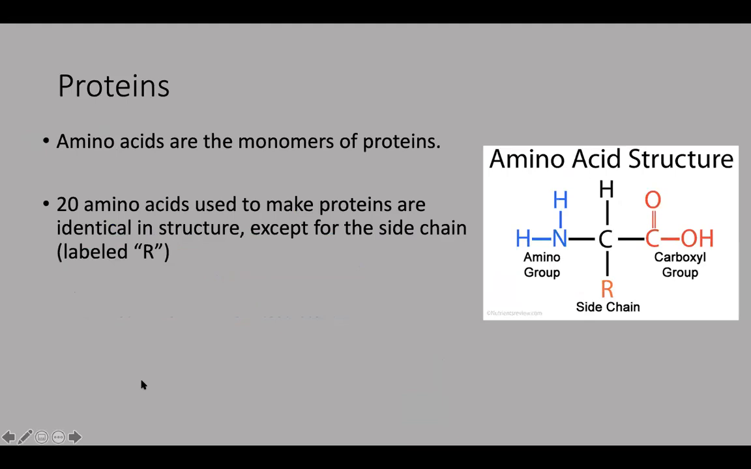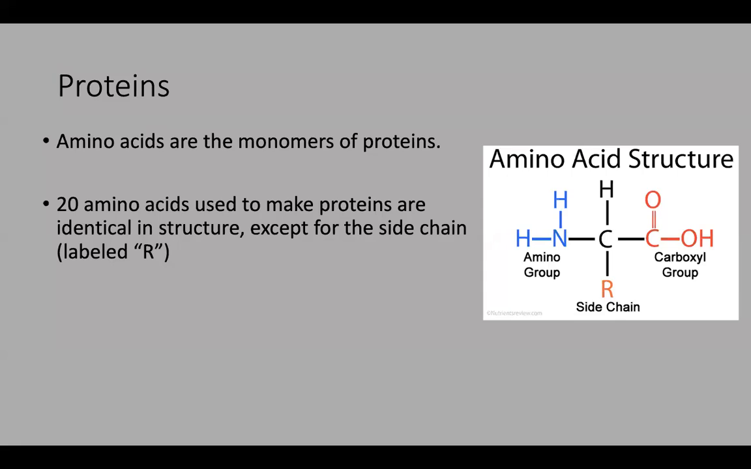Okay, on to proteins. So we've done 2 of the organic macromolecules, the carbohydrates and the lipids. We're moving on to the 3rd one, that's proteins. We're back to having a normal distinguishable monomer, unlike with lipids. So for proteins, our monomers are going to be amino acids. So a bunch of amino acids strung together makes a protein, more or less.